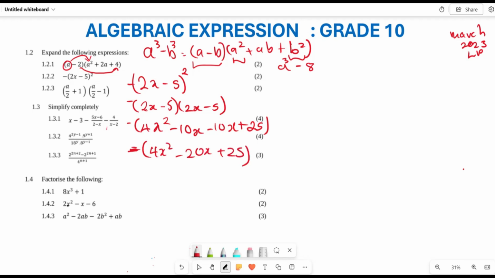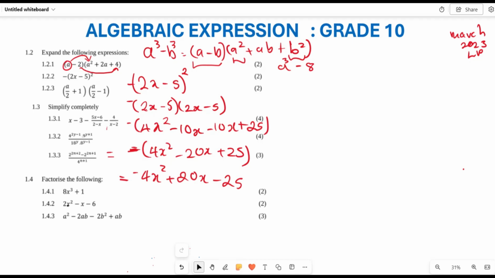However, now because there is a negative, this is the same as negative 4x squared, this is going to be plus 20x, and then minus 25. Are we okay, right? So basically this is what you are going to have for this particular question for 2 marks. Right? Now let's look at question 1.2.3.